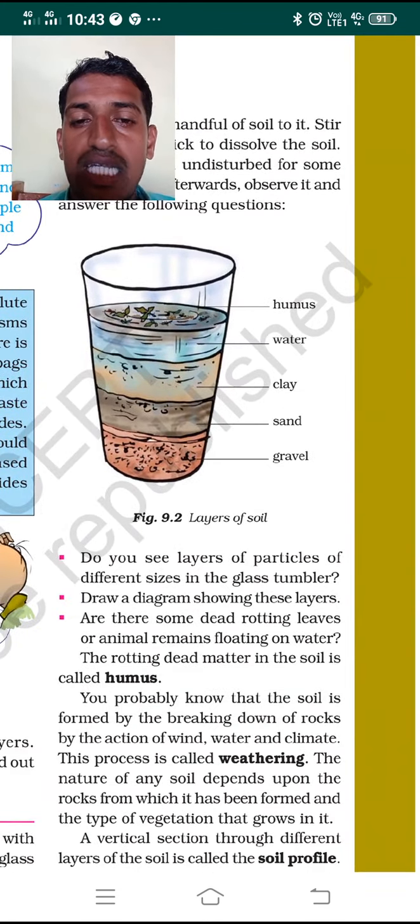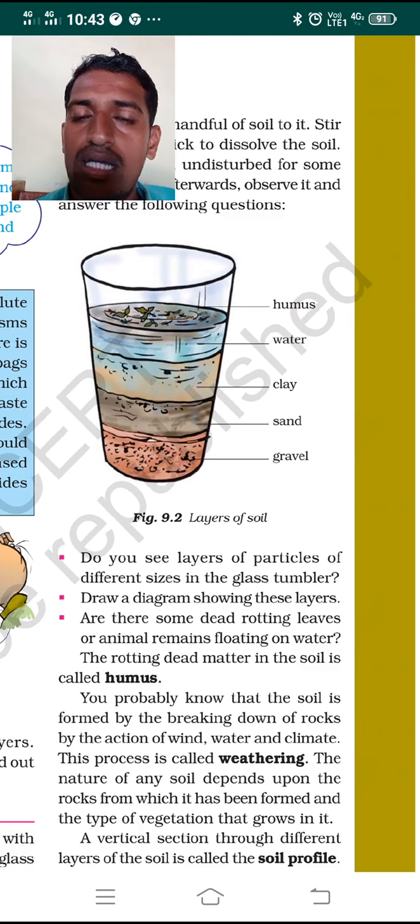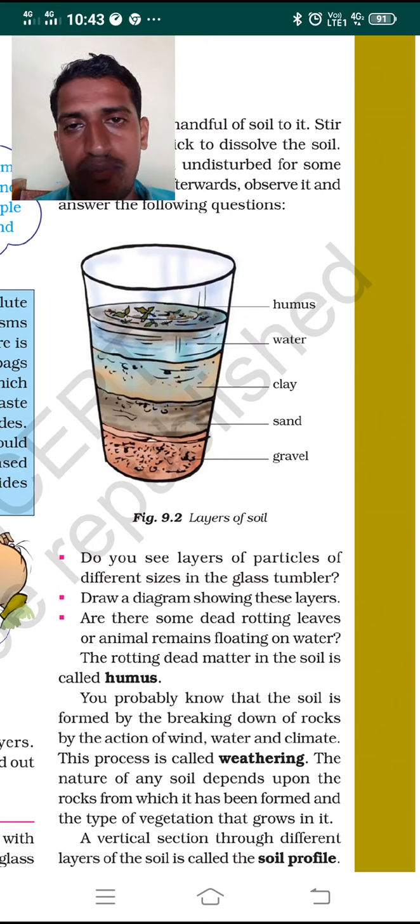Look at figure 9.2. Here you can clearly see the layers of the soil. Exactly at the bottom of the glass tumbler, you will have gravel. Next after that there is a layer of sand, then clay, which is lighter, and later on water, then humus on top. So these are the 5 layers of soil you can see.